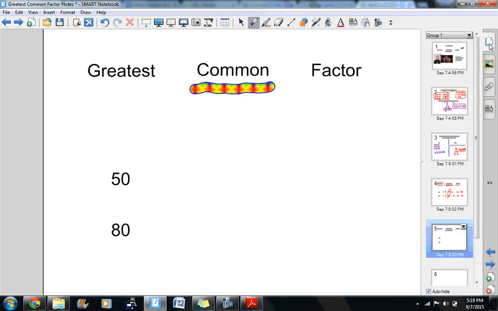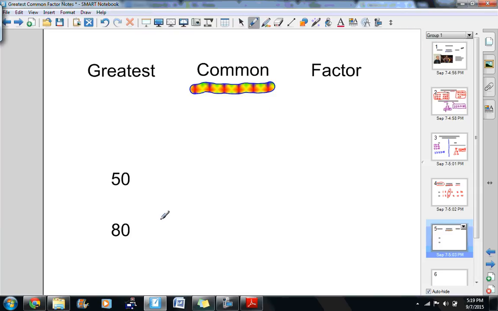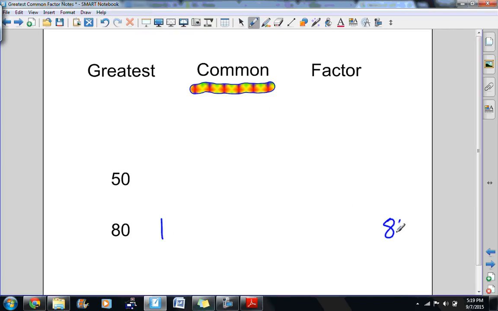I would like you to try this one on your own, and then I will solve it together. So I, once again, like to start with the largest number. It's not incorrect not to, but I think it's easiest. So I go 1 and 80, 2 and 40, 3 doesn't work, but 4 does. 5 works, so 5 and 16, and then 8 and 10. Okay, so there are all the factors of 80.